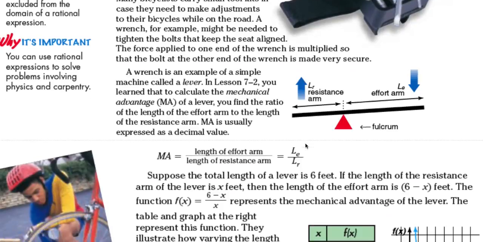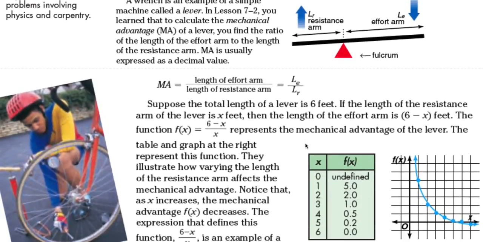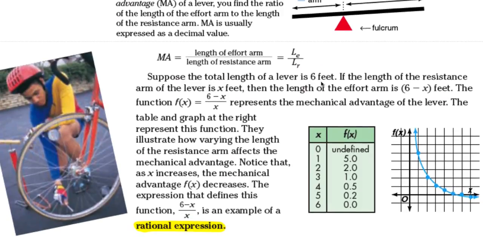So the formula for mechanical advantage would be, if this is your fulcrum and this is your lever right here, mechanical advantage will be equal to the length of the effort arm over the length of the resistance arm. And suppose the total length of the lever is 6 feet. If the resistance arm of the lever is x feet, then the length of the effort arm is 6 minus x feet. So the function f of x equals 6 minus x over x represents the mechanical advantage of the lever.